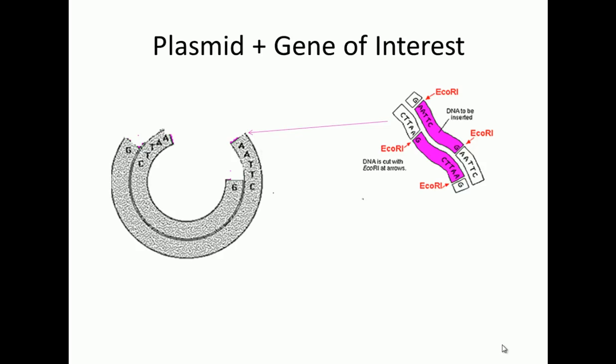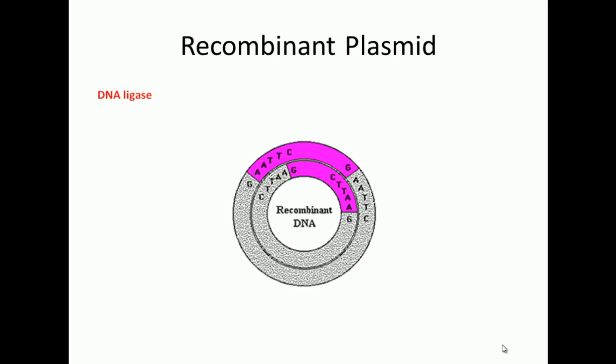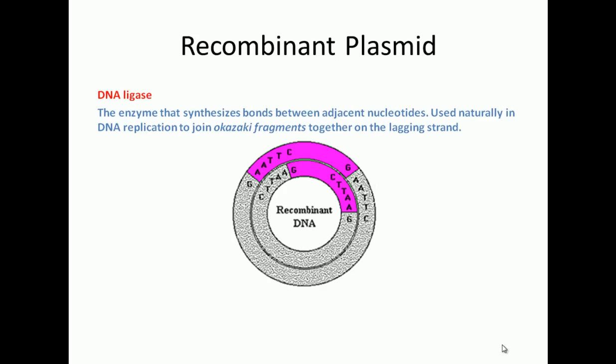So we use DNA ligase to make sure that that gene of interest has stuck into the plasmid. DNA ligase is like a molecular glue. It's an enzyme that synthesizes bonds between adjacent nucleotides. It's used naturally in DNA replication to join Okazaki fragments together on the lagging strand.